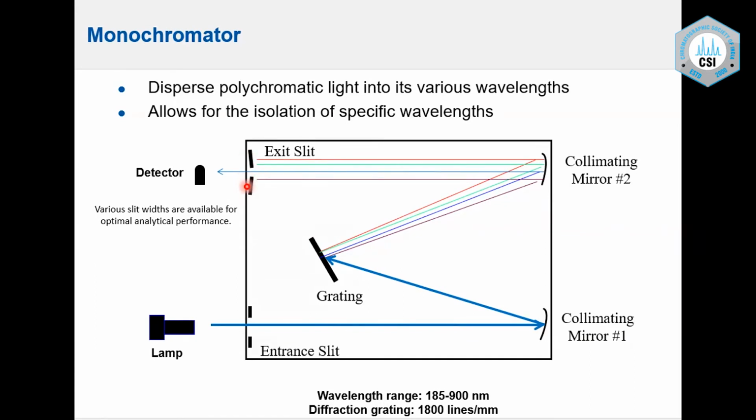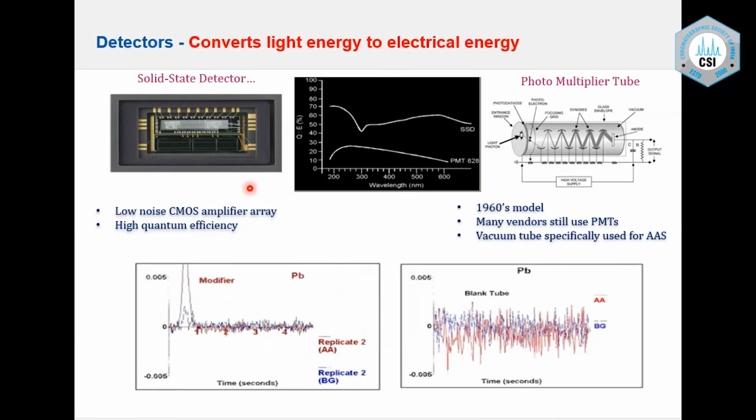According to the interference, according to your sample, you can change it so that you get more precise results, you get a good RSD. After this, the light falls on the detector. The detector converts light energy into electrical energy. Mainly there are two types of detectors used.